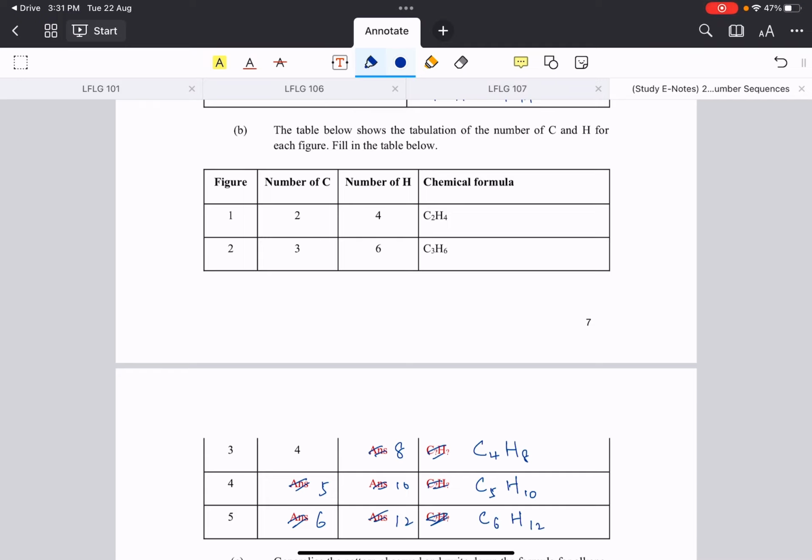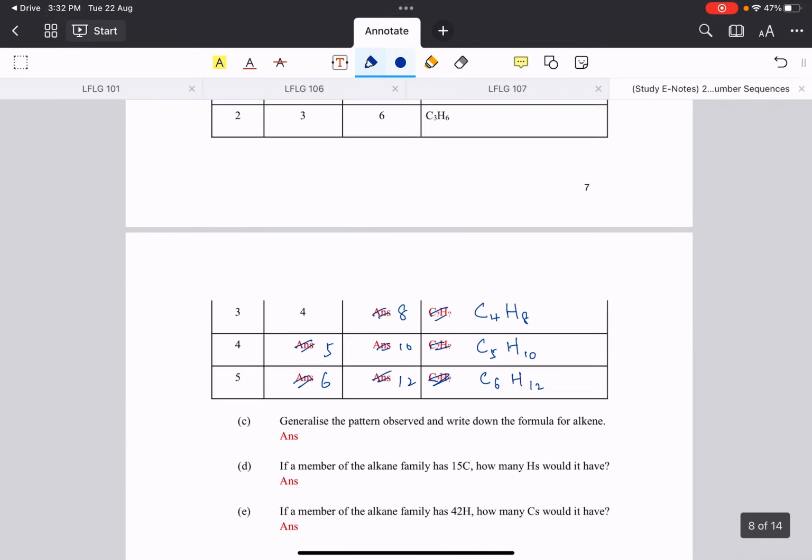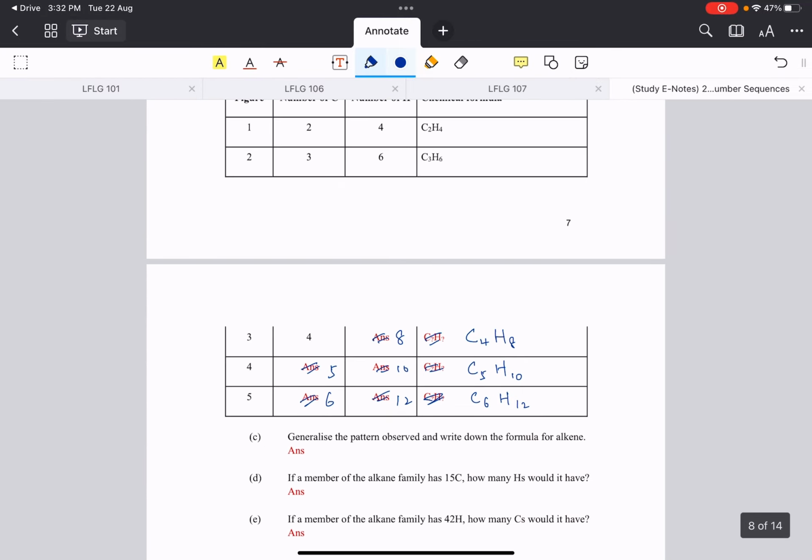Okay, so we do see a pattern straight away, even in nature, like carbon and all the chemicals and so on. So based on this, they want us to generalize the pattern observed and write down the formula for alkane. So alkane is CnH2n. It's just two more.